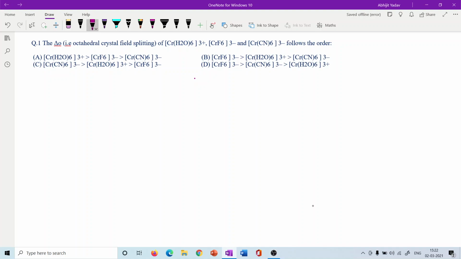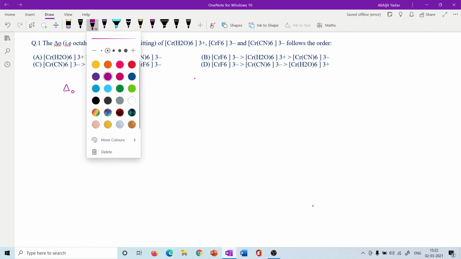The delta zero, that is octahedral crystal field splitting, of [Cr(H2O)6]3+, [CrF6]3- and [Cr(CN)6]3- follows the order. So options are given. The first thing is, what is delta zero? Delta zero is the crystal field splitting factor.